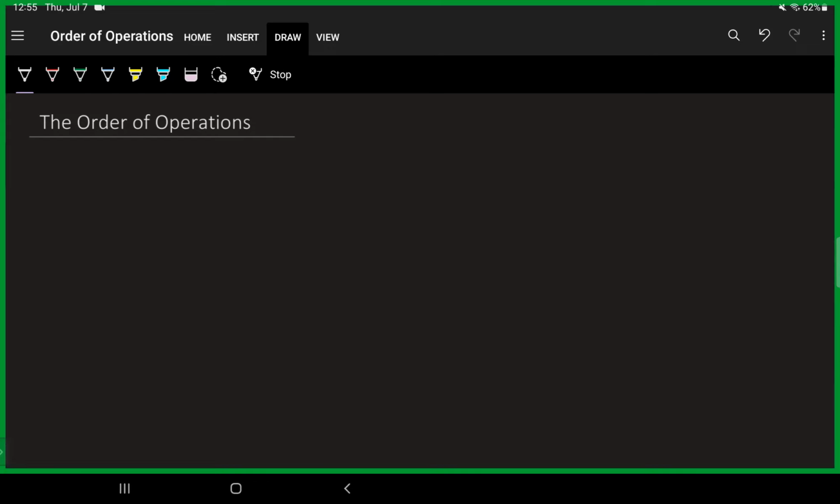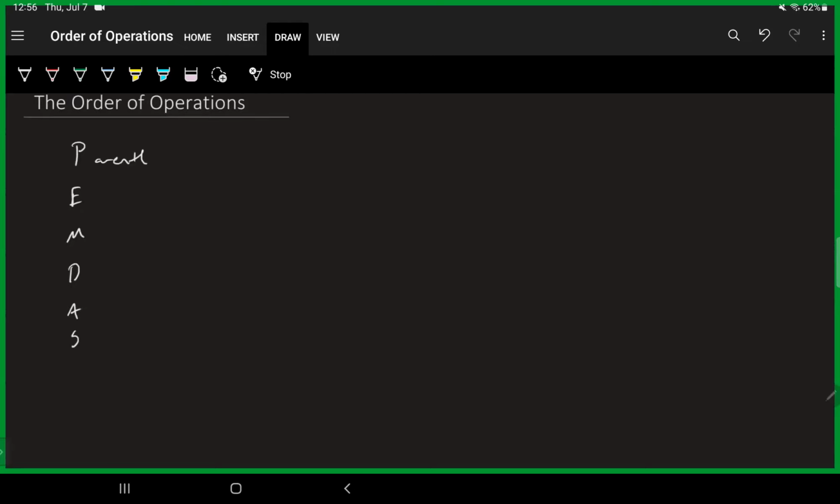What most people remember from school is they remember this acronym. So you have PEMDAS. And usually, if you give us a moment, ask a student, and they'll be able to regurgitate exactly what these letters stand for. We have the parentheses, we have exponents, multiplication, division, addition, and finally subtraction.